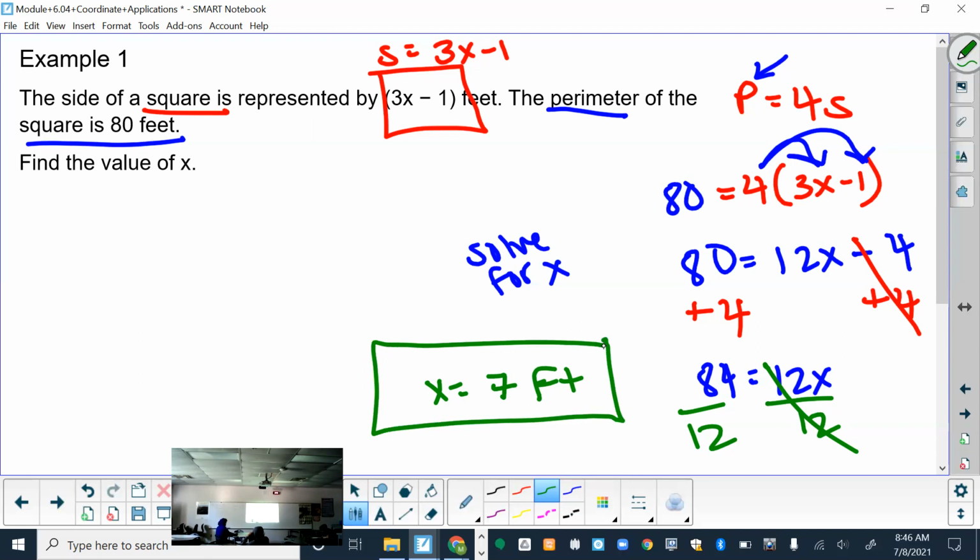Make sure when you are answering these that you're answering the question asked. So this one just wants the value of x. If it said what are the dimensions, that would be different. It would say what does the side equal, and you would plug in the number. But it just wants the value of x. Questions?